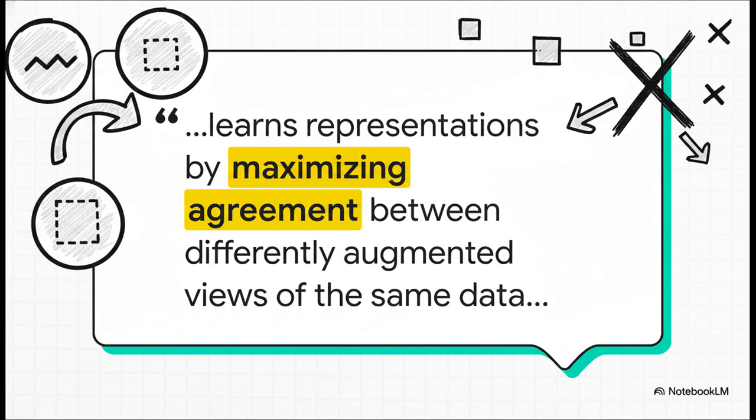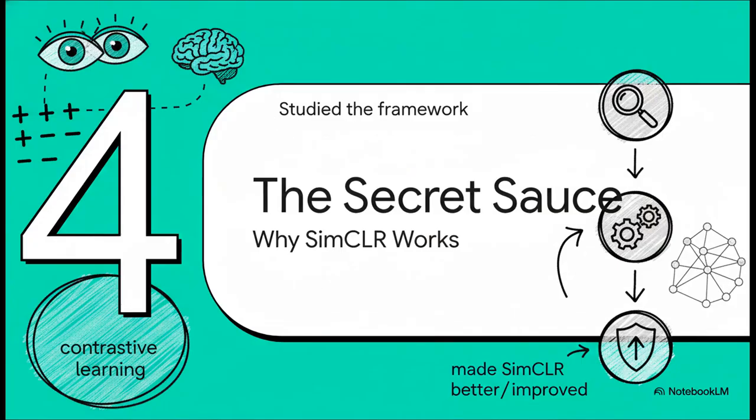You want to pull them as close together as possible while pushing them as far away as possible from all the other negative examples in the batch. The whole thing just boils down to contrast. Now, this general idea of contrastive learning, it wasn't brand new. So why did SimCLR work so much better than everything that came before it?